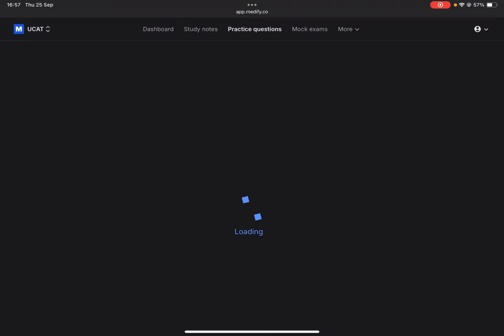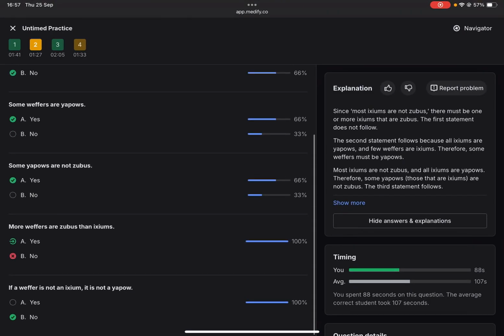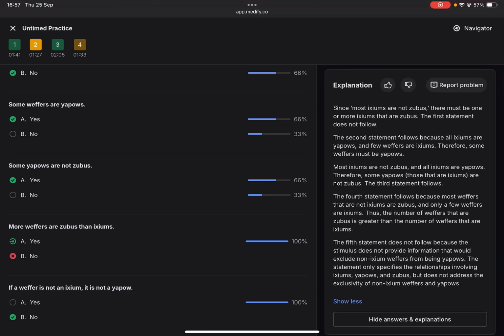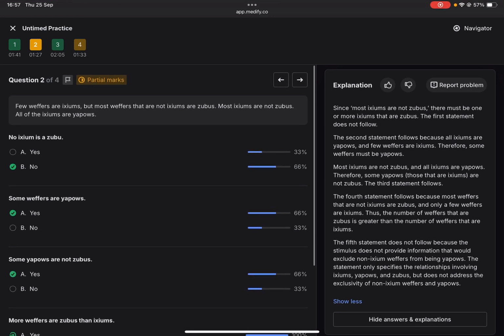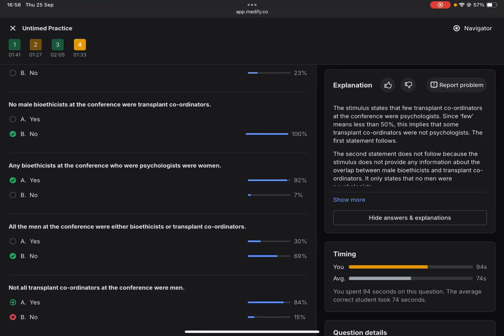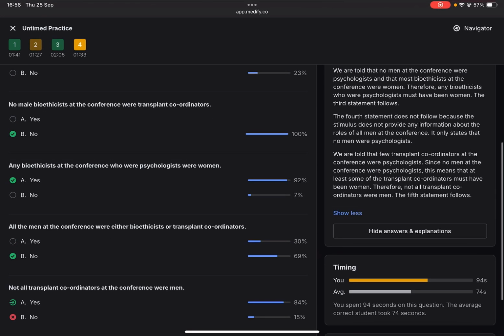Okay, let's have a look at this. Okay, so more wefers are zubus than axioms. The fourth statement follows because most wefers that are not axioms, only a few. I would disagree with this one because you've got most wefers that are not axioms. Not axioms was most because only few of them were axioms, right? So you're doing most of most, which is fine if the number is like 0.99 times 0.99. But if it's like 0.51 times 0.51, then you get a number like 0.26. And remember, few just means less than 50, which could be like 0.28, for example. So I don't know. I disagree with this. I think this is wrong. And yeah. Okay, I thought they might disagree with me.